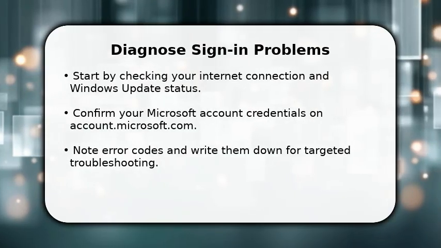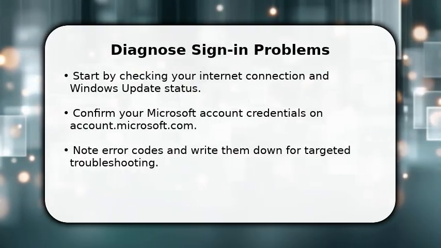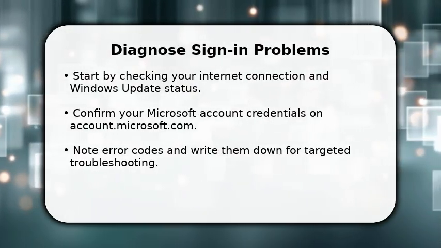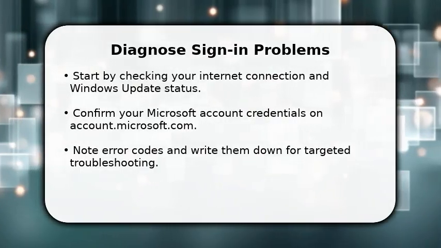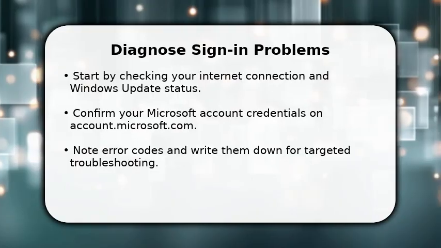Start by checking your internet connection and Windows Update status. Open Settings and go to Network and Internet to confirm connectivity. Then open Settings and go to Windows Update to confirm the system is current.